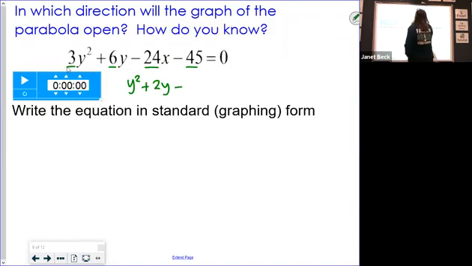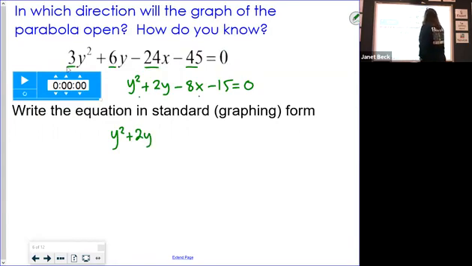Now, I'll just write everything up here. Divide by 3 is minus 8x minus 15 equals 0. Now, it's y that's being squared, so I'm going to have y squared plus 2y on one side, and there's no x's being squared anywhere, so that's going to go to the other side. This is now ready to complete the square, so I'm going to put in the box for it. And I'm going to add 8x to both sides and add 15 to both sides.